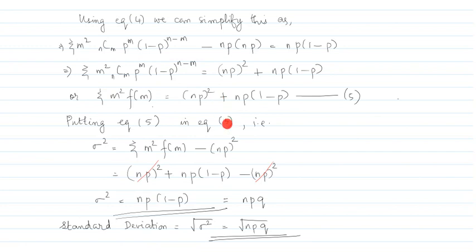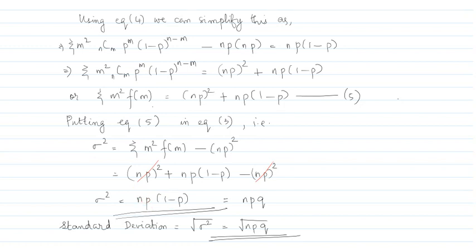Now what is equation 3? That is what I have written here. Equation 3 is sigma square is equal to summation m square fm minus (np) the whole square. Substituting the expression we just got for summation m square fm, you will get (np) the whole square plus np into (1 minus p) minus (np) the whole square. Okay, (np) whole square cancels and you are left with np into (1 minus p).